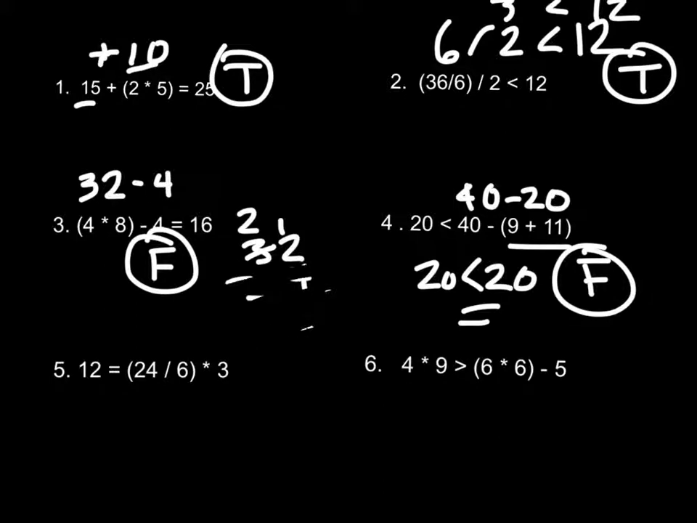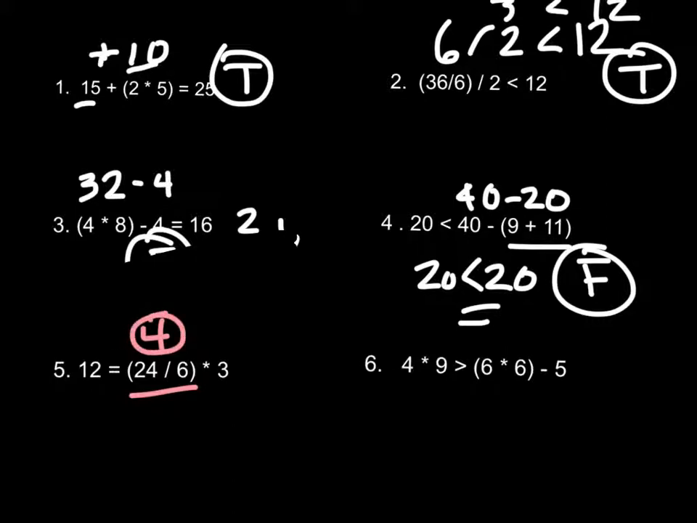In problem number 5, 12 equals 24 divided by 6 times 3. The first thing I need to do is to solve the problem in the parentheses. 24 divided by 6 is 4. I want to see this put up here. 4 times 3 equals 12. This number sentence is true.